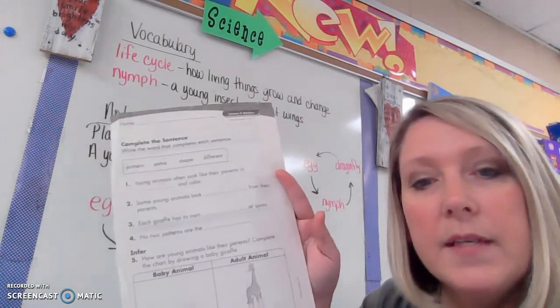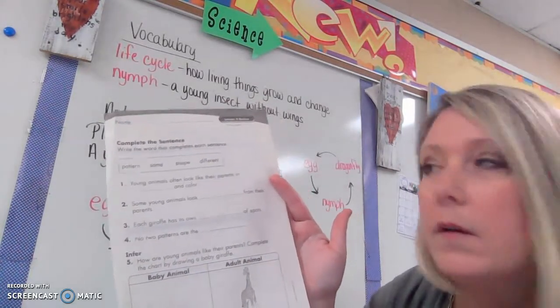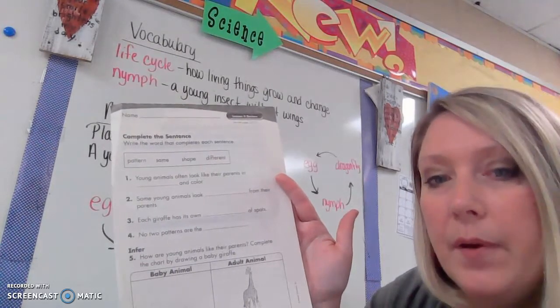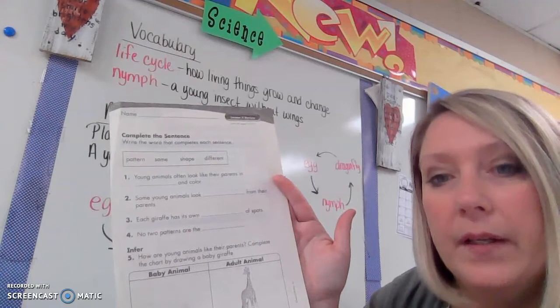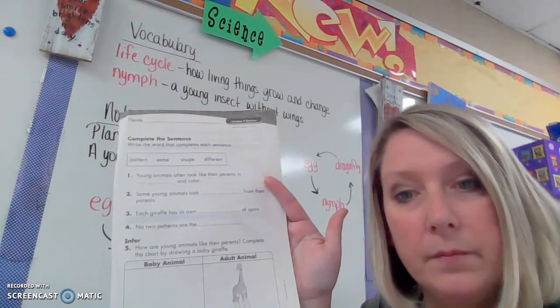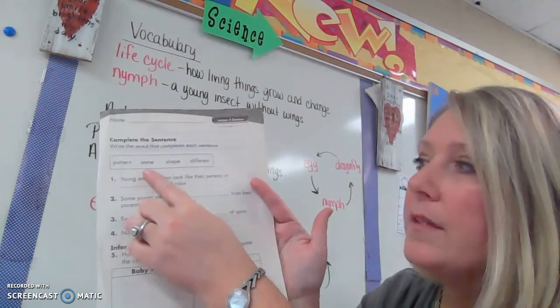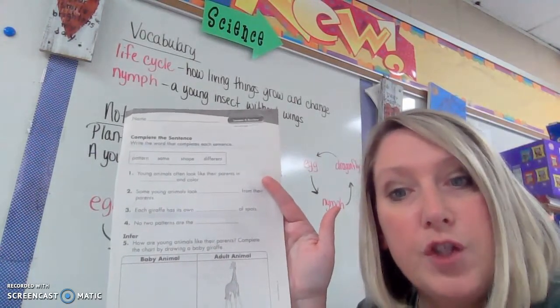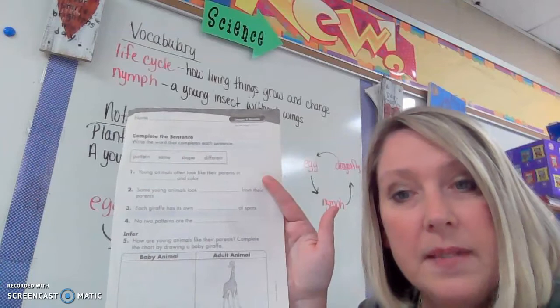All right, your words in the top box are pattern, same, shape, and different. So let's talk about those. On pattern, we talked about the patterns on a giraffe. For the word same, we talked about how animals are the same shape, and sometimes they are the same color, like those two kittens that are the same color.